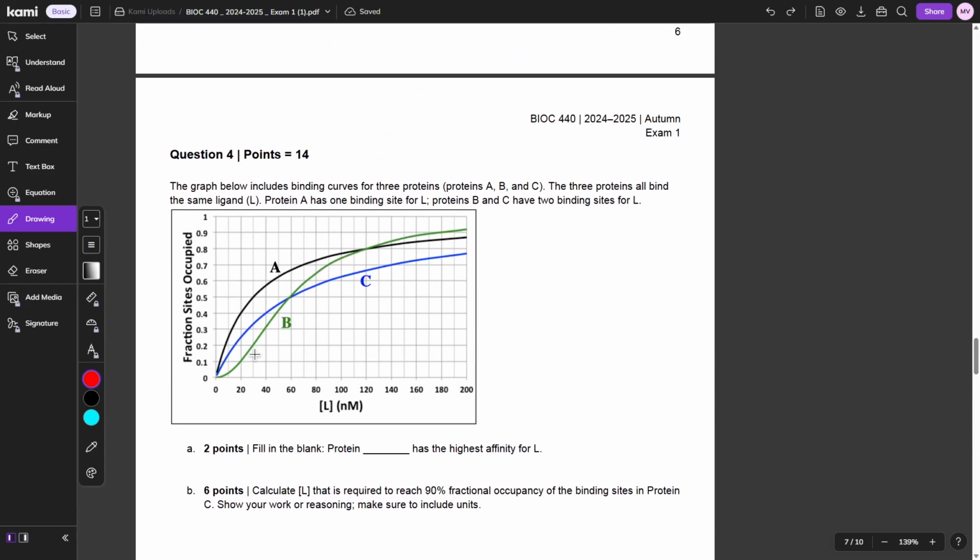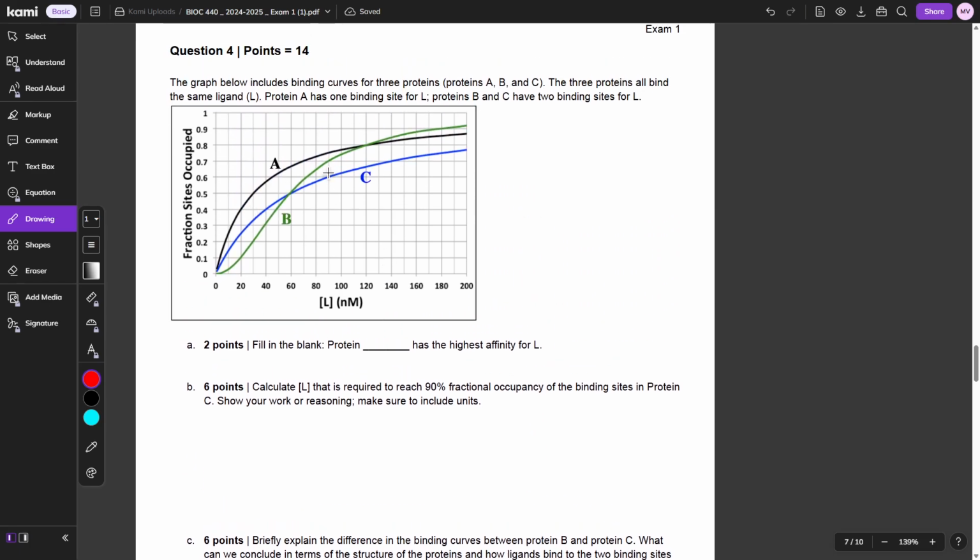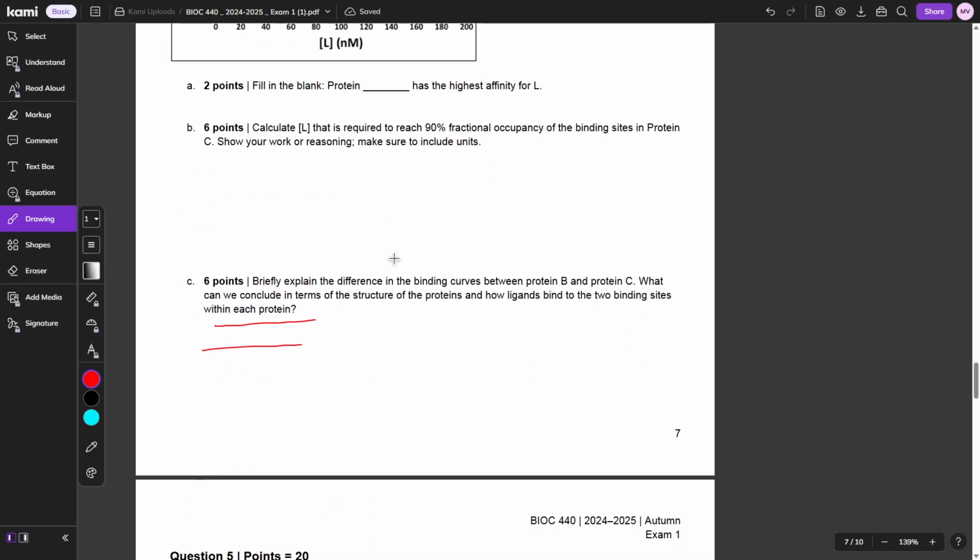The binding of one thing affects the binding of another thing, and that's what the bottom question is asking. Explain the difference between the two curves. You can say that C and A have one binding site. B has multiple binding sites, and for C, the binding of one thing doesn't affect the binding of another, and for B, the binding of one thing does affect the binding of another thing. But hopefully that makes more sense when you actually get to it.